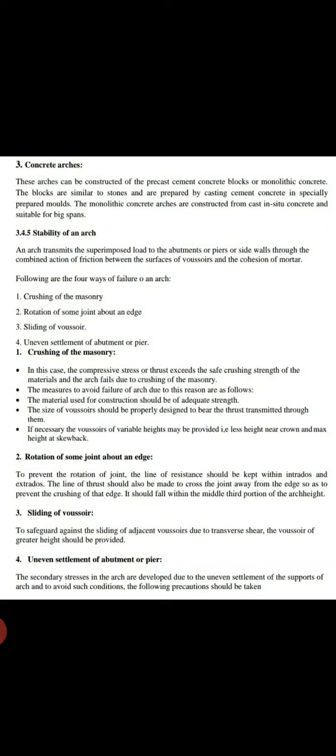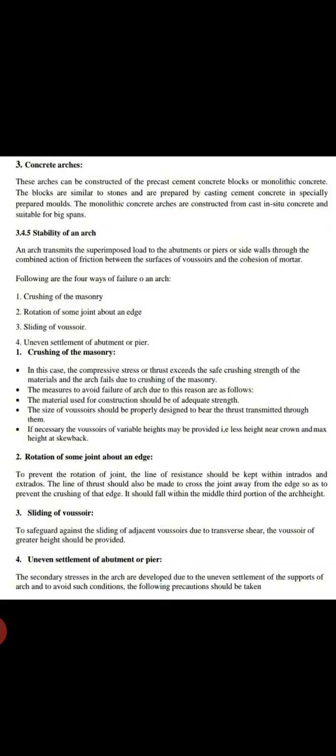The following are the four ways in which failure of an arch takes place. First one is crushing of the masonry. Second one is rotation of some joints about the edges. Third one is sliding of the voussoirs. And the last one is uneven settlement of the abutment or pier. See, crushing of the masonry: in this case the compressive stresses or the thrust exceed the safe crushing strength of the material and the arch fails due to crushing of the masonry.